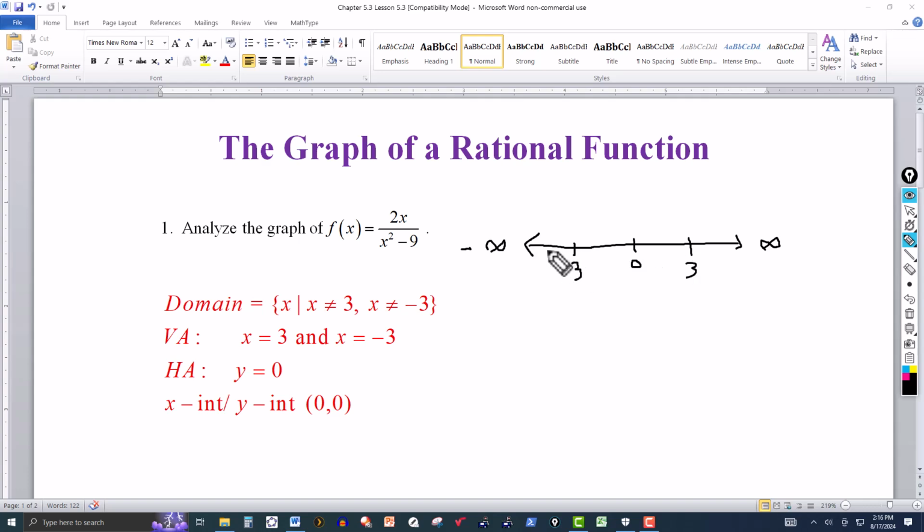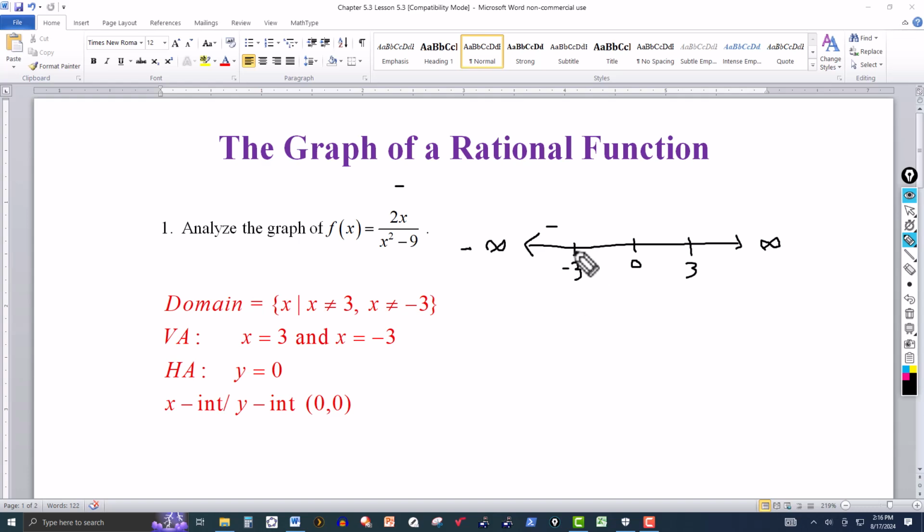If we pick a number less than negative 3, say negative 4, put a negative 4 here, that'll give me a negative number, negative 4 times 2, and then a negative 4 here will give us a positive. So in this case, I get a negative. So negative means below the x-axis, so the graph is below. On the interval from negative infinity to negative 3, the graph is below.